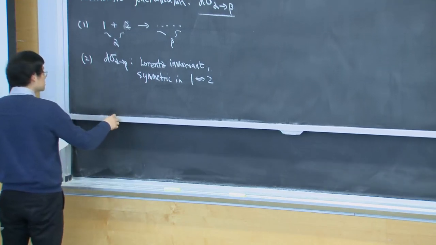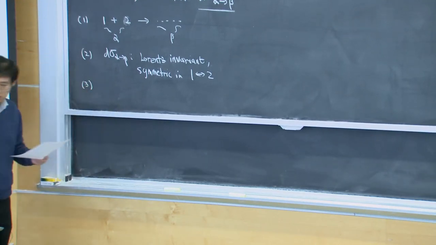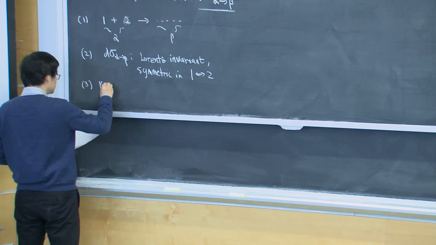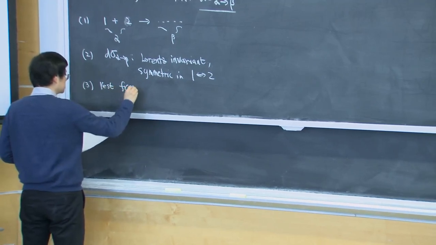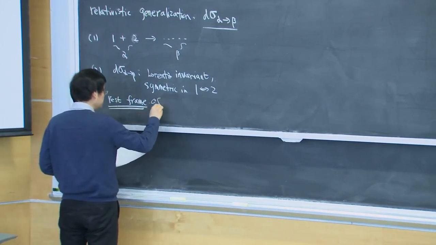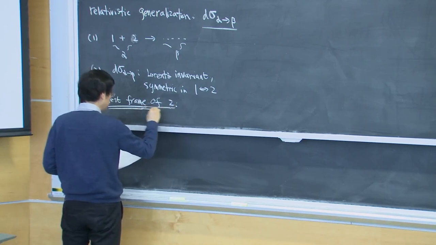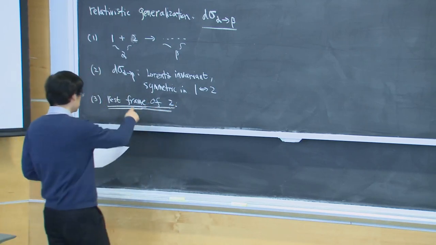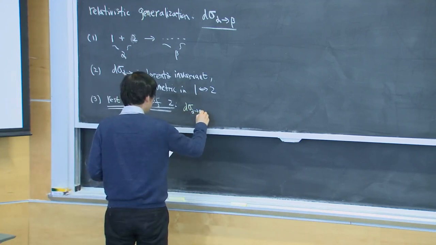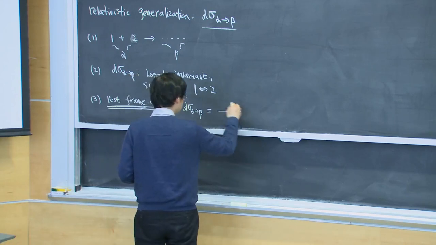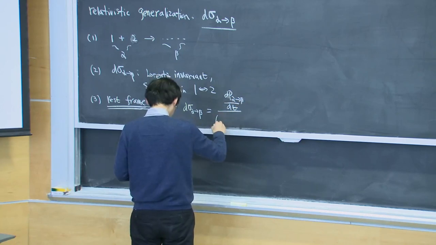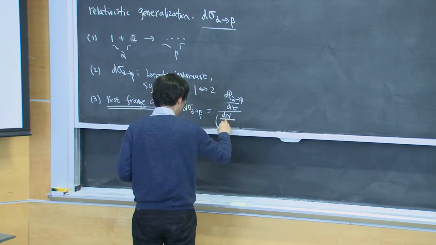So to make connection with the non-relativistic story, we can consider the rest frame. As a starting point, we can consider the rest frame of particle 2. You can always go to the rest frame of particle 2. And then in that frame, we can define this quantity to be the probability per unit time from alpha to beta, dt, and then divided by the incident flux of particle 1.